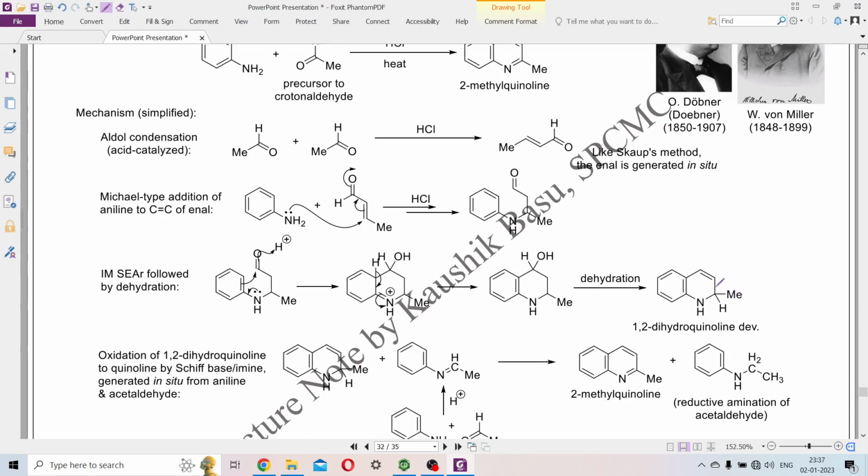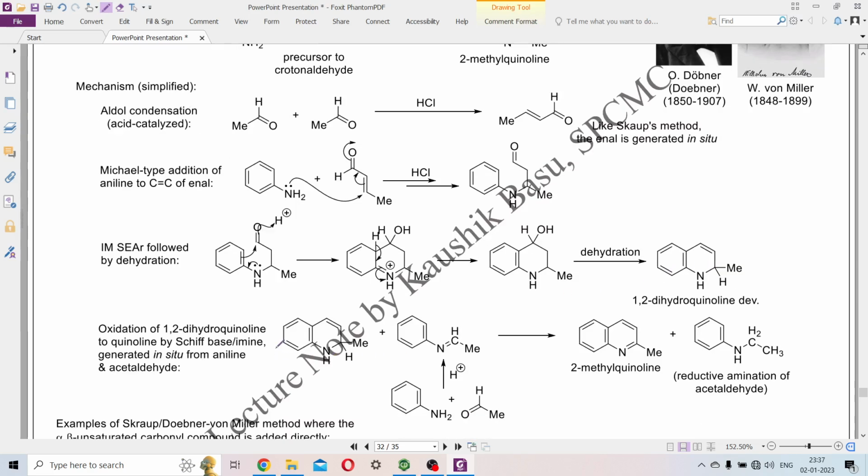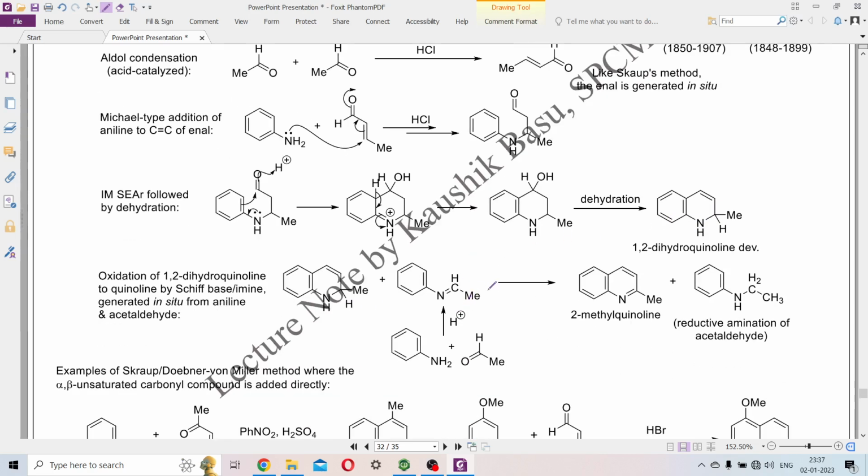Now this time you have a methyl here because you have not started from acrylaldehyde, you have started from crotonaldehyde, so you have a methyl here. So you need to oxidize it, and that oxidation is possibly carried out by a Schiff base or an imine which is formed from aniline and acetaldehyde. Because acetaldehyde is present in excess, there could be something like this, and this gets reduced itself into a secondary amine, N-phenyl N-ethyl amine, and this 1,2-dihydroquinoline derivative aromatizes to the corresponding 2-methyl quinoline.